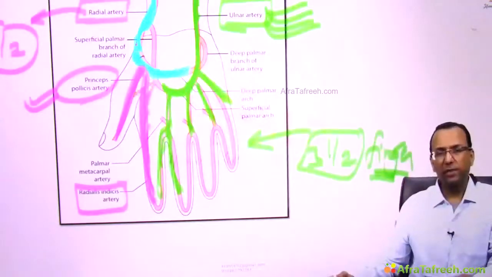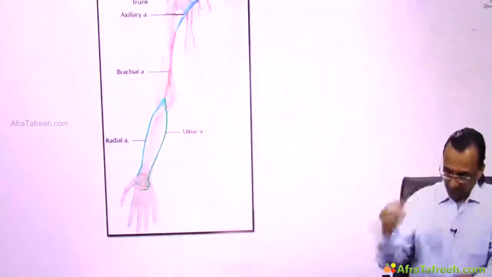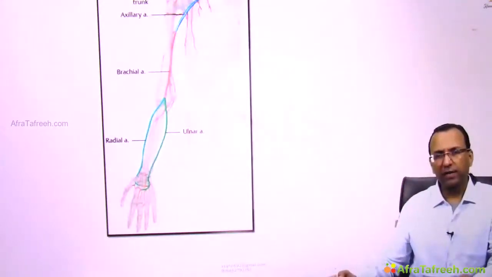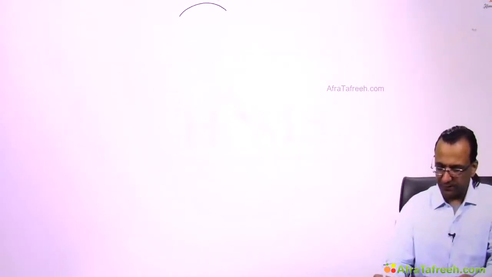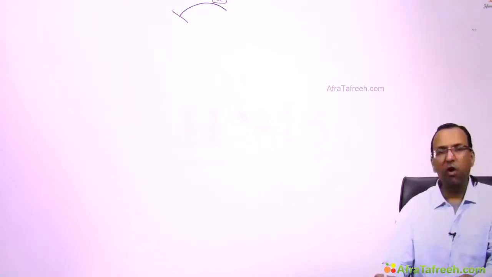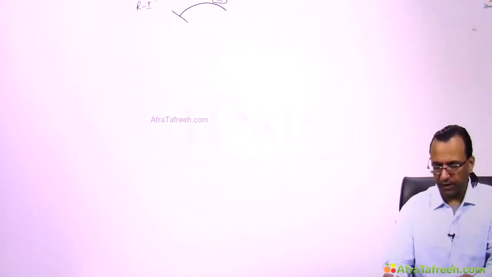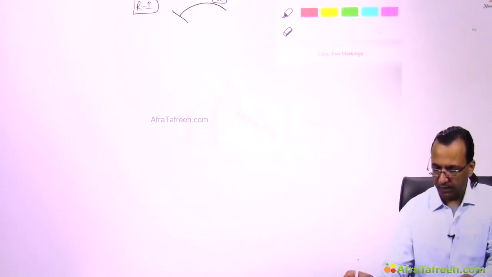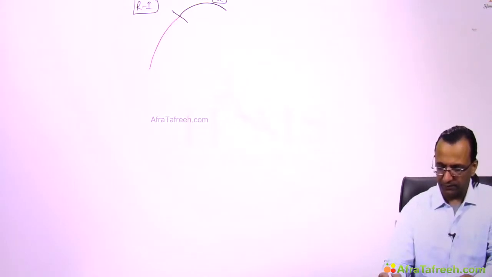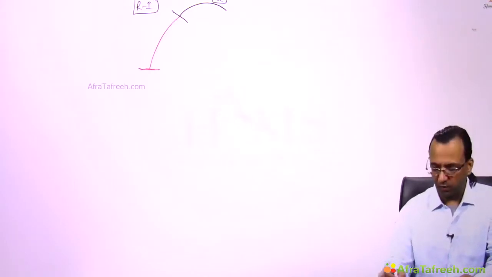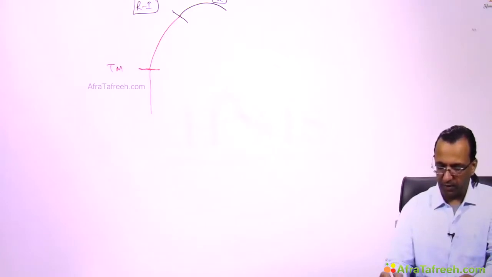And these arches have multiple communications. Let us draw this diagram of the upper limb artery briefly now. As you see, we have the subclavian artery under the clavicle, crossing the outer border of the first rib. It will enter the axilla and become the axillary artery, and then crosses the lower border of teres major to become the brachial artery.